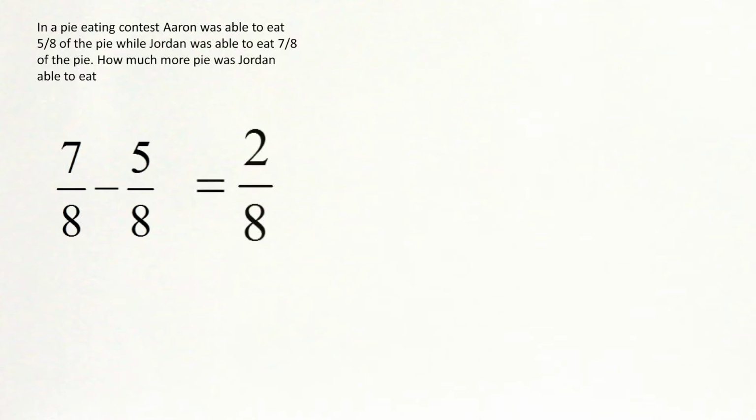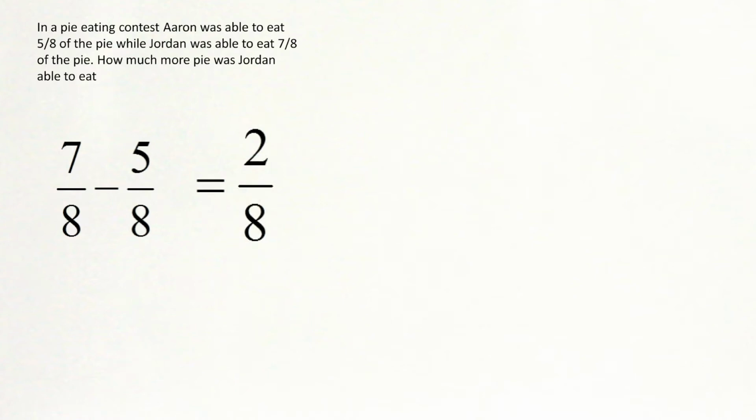So the first thing we want to do with this problem is to write it in equation form. So let's write 7/8 minus 5/8. And since we are dealing with fractions with common denominators, all we need to do is subtract the numerators. So 7 minus 5 equals 2, and keep the denominator the same, so 2/8.